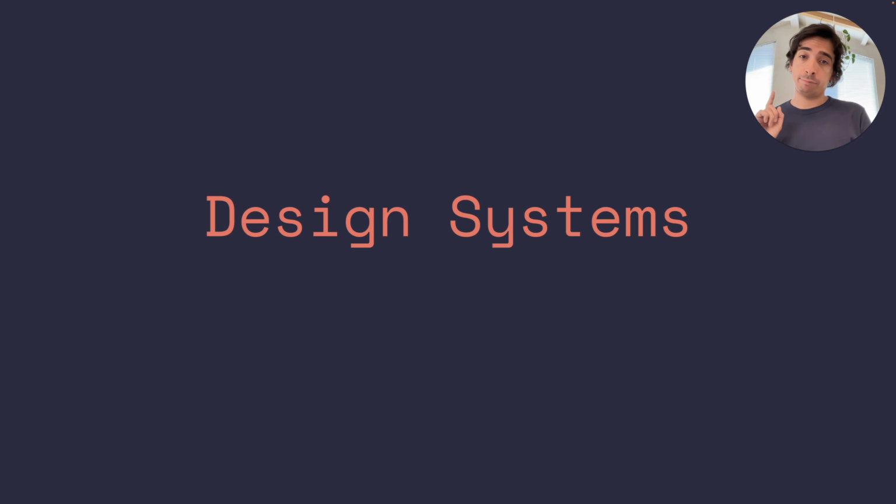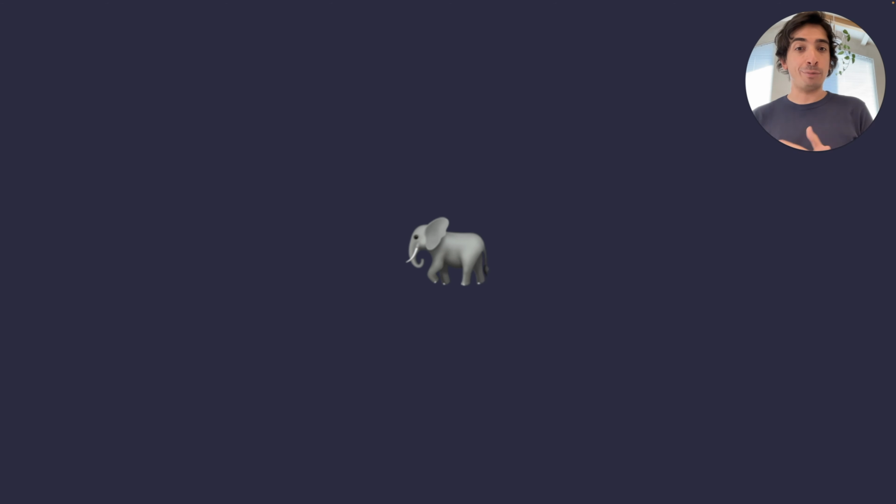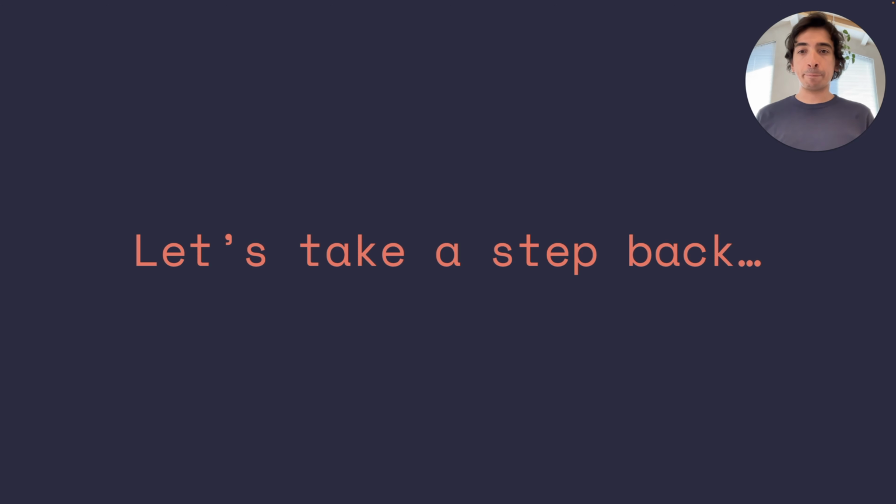That's about design systems, particularly why design systems are still disconnected. This is about the disconnect between multiple sources of truth that make up our design systems. I feel like this problem is the elephant in the room that not a lot of people are talking about, so let's shine some light on it.